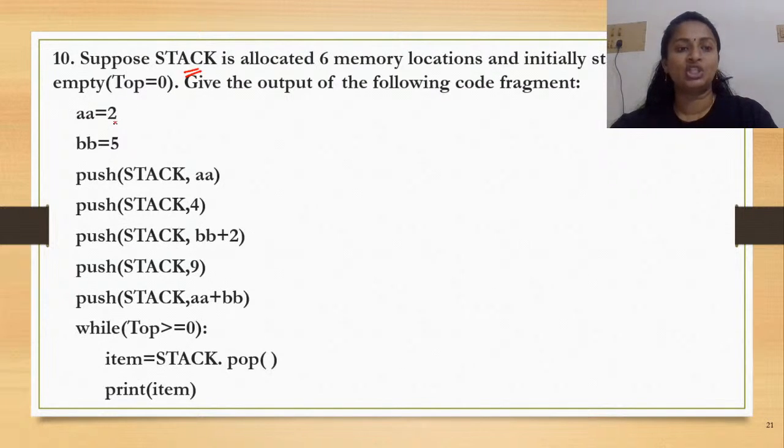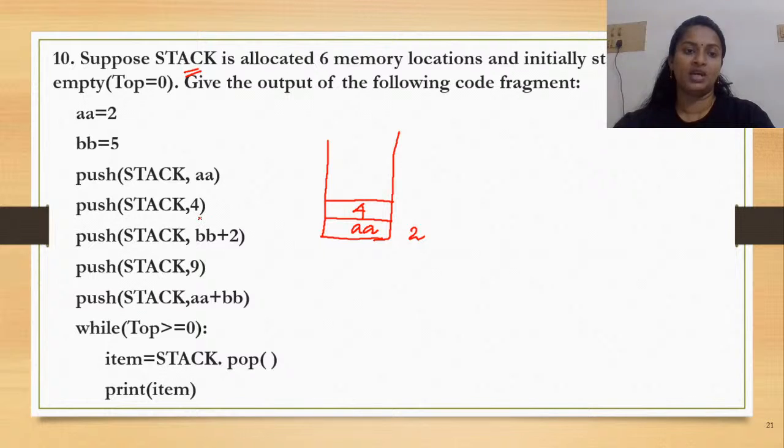Now, you're given two variables, AA and BB. AA is initialized to the value 2 and BB is initialized to the value 5. Okay. Now we are trying to push the values in the stack, right? So let us imagine the stack to be like this. And the first value pushed is AA, right? What is the value of AA? AA is 2. Now the next value pushed would come and fall on top of AA, which is the value 4, right? The next value pushed is BB plus 2. Now what is BB? 5, right? 5 plus 2 is 7.